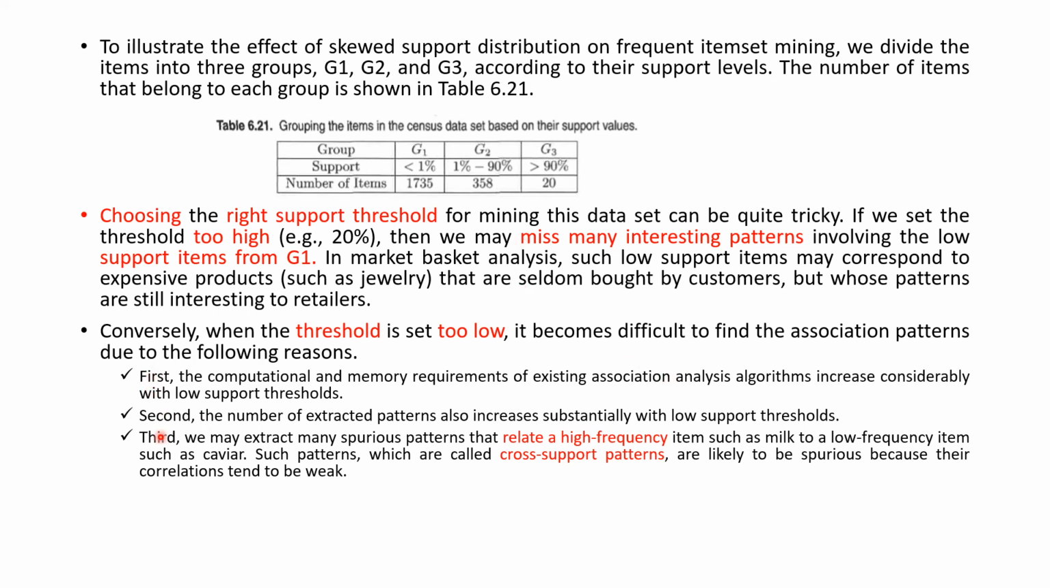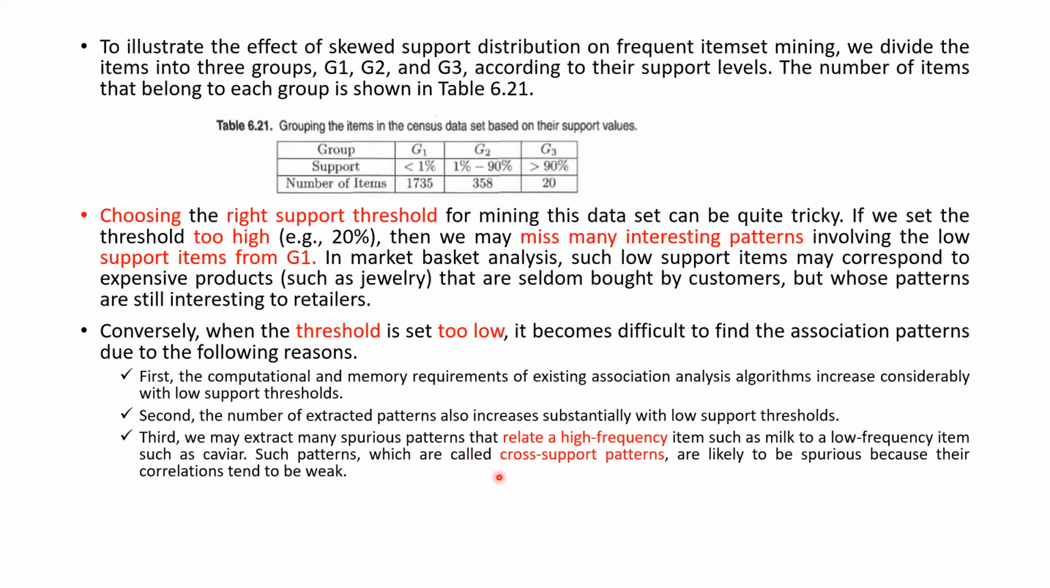So some difficulties he has observed here. First, the computational and memory requirements of the existing association analysis increase, right? Because if a low support threshold is selected, the number of frequent items generated will be more. Naturally, the memory requirement will be very high and the algorithms will suffer. Similarly, secondly, the number of extracted patterns also increases, correct? That's a common thing. And finally, we may extract spurious patterns.